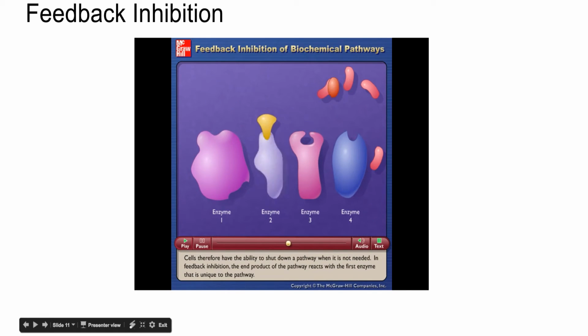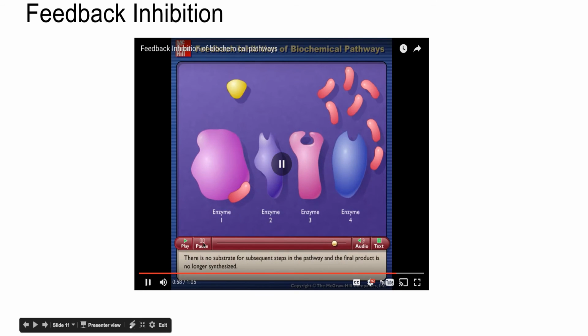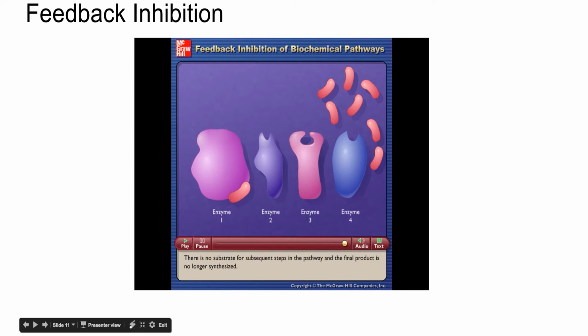In feedback inhibition, the end product of the pathway reacts with the first enzyme that is unique to the pathway. The reaction occurs at a site on the enzyme that is different from the active site, called the allosteric site. When the product binds to the allosteric site, the enzyme undergoes a conformational change and can no longer react with its substrate. Conformational means it's an overall shape change. There is no substrate for subsequent steps in the pathway, and the final product is no longer synthesized.